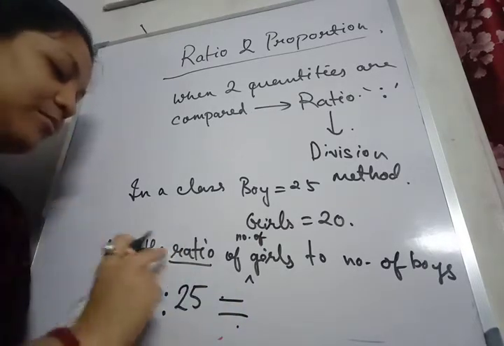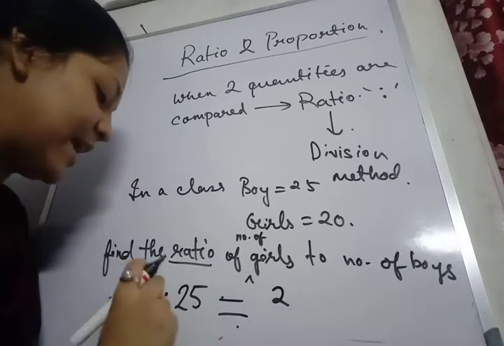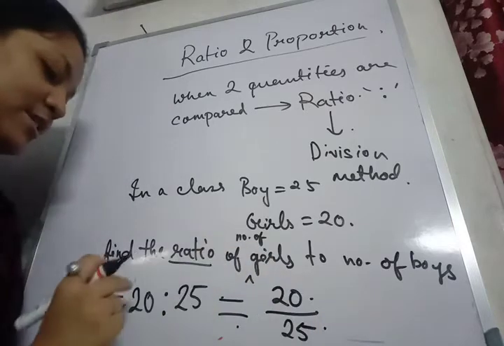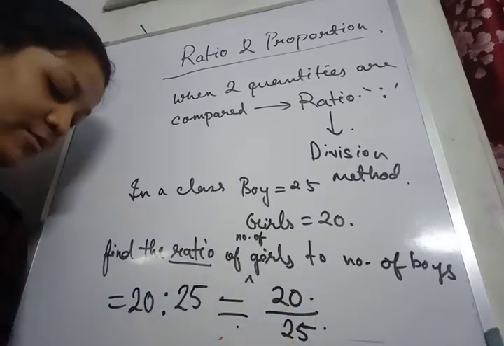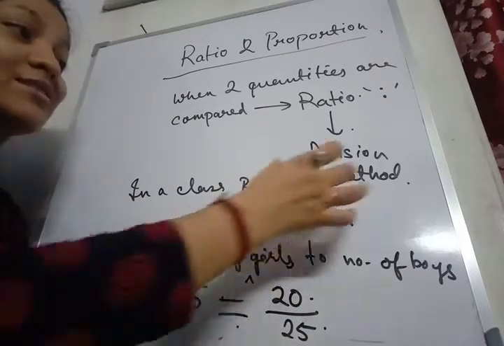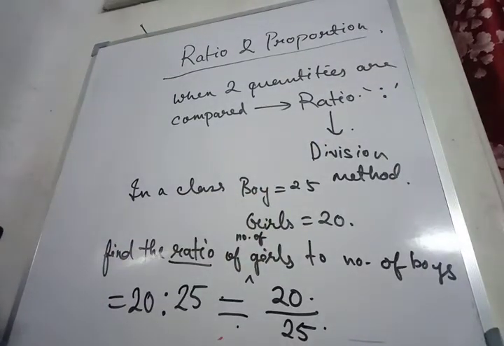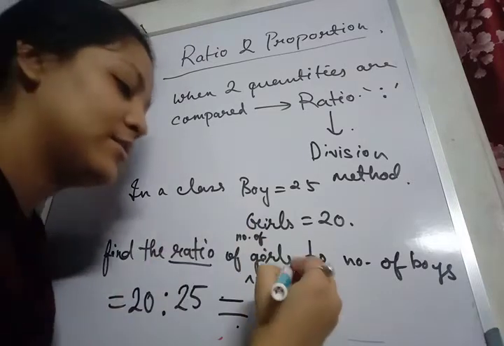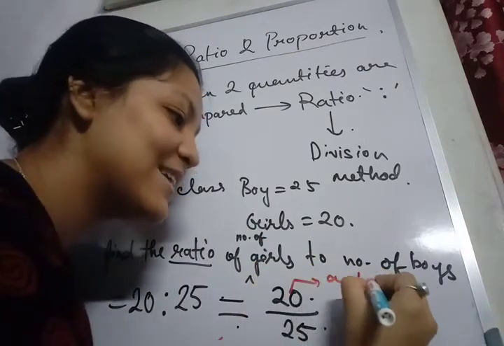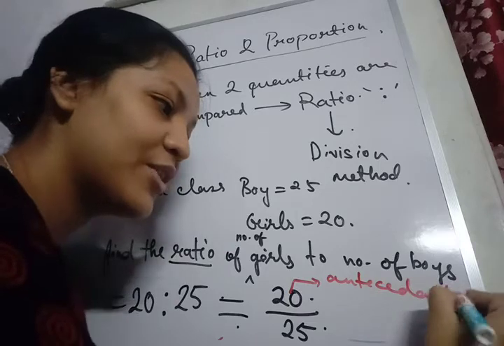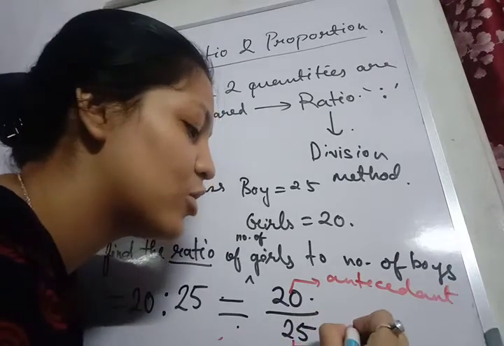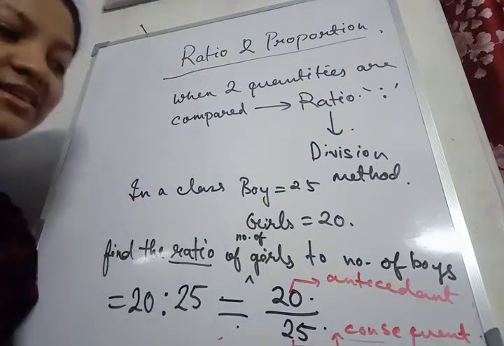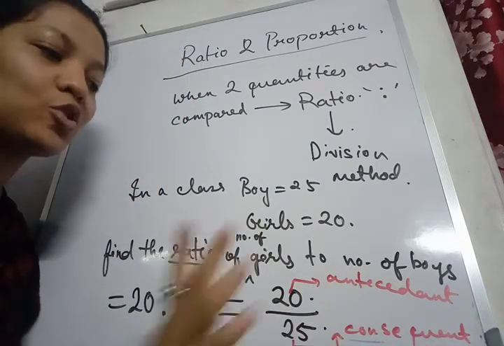Now, if we write anything with is-to, that represents division. It is 20 divided by 25. That only represents a ratio. That's why we are saying it is division of one quantity by the other. Now, when we are writing like this, the upper part is called the antecedent of a ratio, and this part is called the consequent of a ratio. The upper part is antecedent and the lower part, that is the denominator, is your consequent.